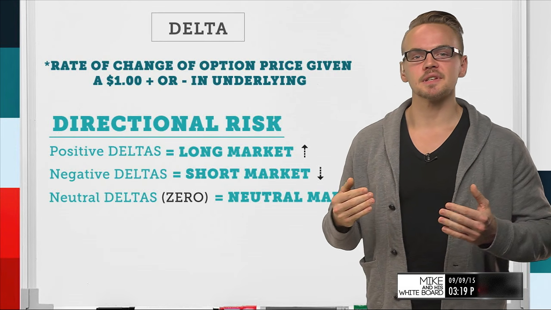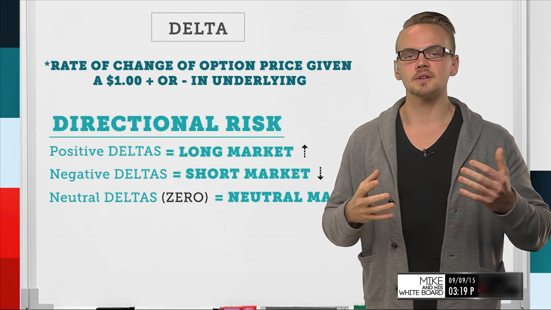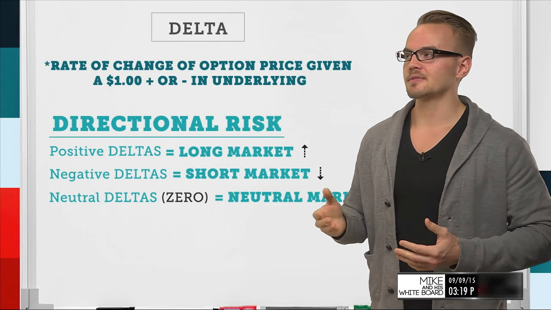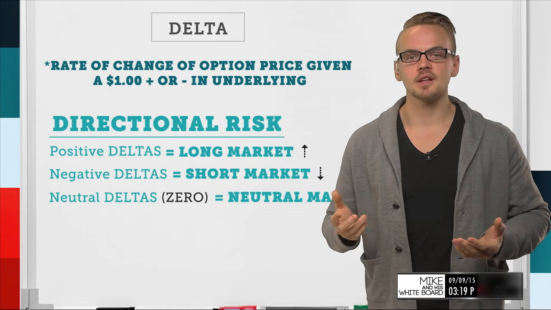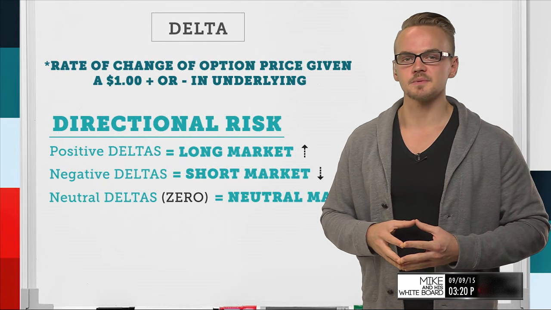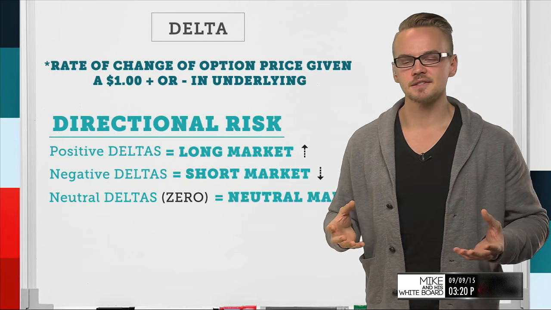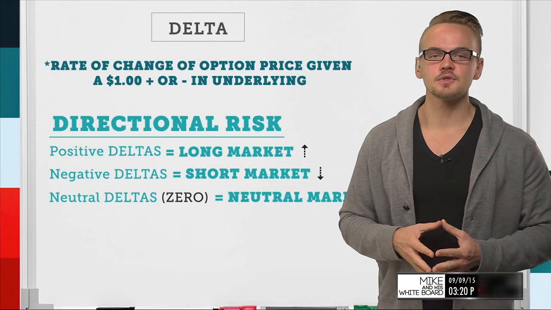Negative deltas are going to be short the market. So it's the opposite. If I have negative deltas and the underlying goes up, then I would be losing money in that position. But if I, for instance, buy a put or sell a call, those are going to be negative delta directional assumptions with the market. And neutral deltas or zero deltas is basically going to have a neutral market assumption.